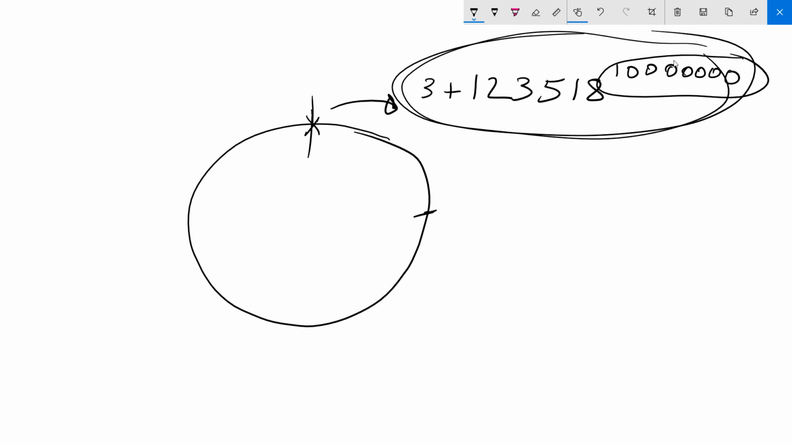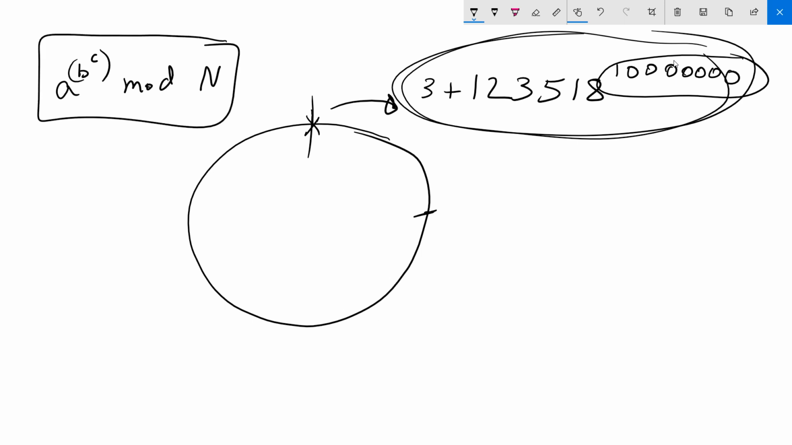Okay? Now, if you think of the problem as this, that you've got to find a quick way to compute A to the B to the C mod n, if that's how you describe the problem to people, you're not going to be able to do it. Okay? What am I leaving out here?